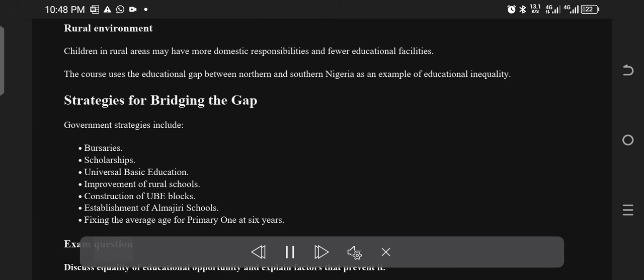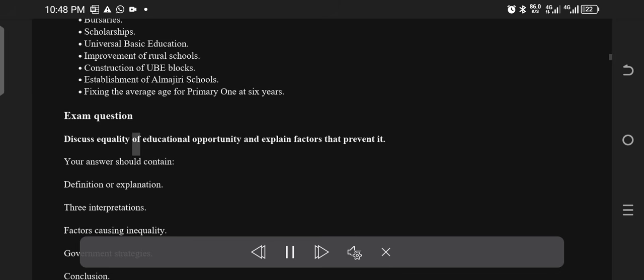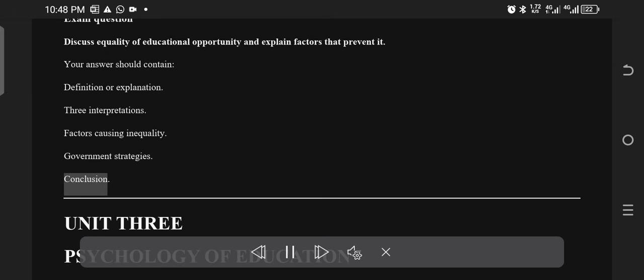Exam question. Discuss equality of educational opportunity and explain factors that prevent it. Your answer should contain definition or explanation, 3 interpretations, factors causing inequality, government strategies, conclusion.